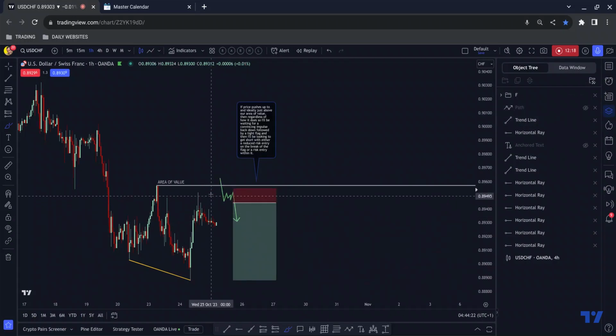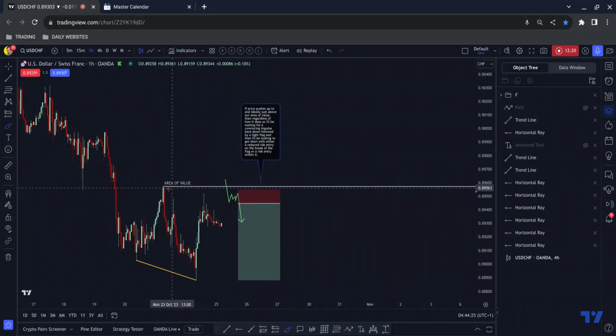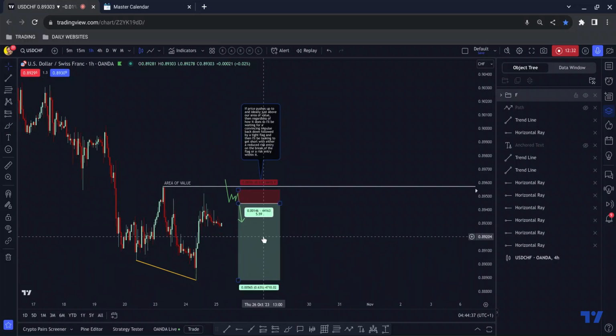So if we tap into this area, with all things considered, what I'll be looking for is a push down and a flag, and then I'll be looking to get short either on the break of the flag or within it, and then I'll be able to manage it down to the low of the structure for something in the region of 5.5%, obviously dependent on the size of the flag.